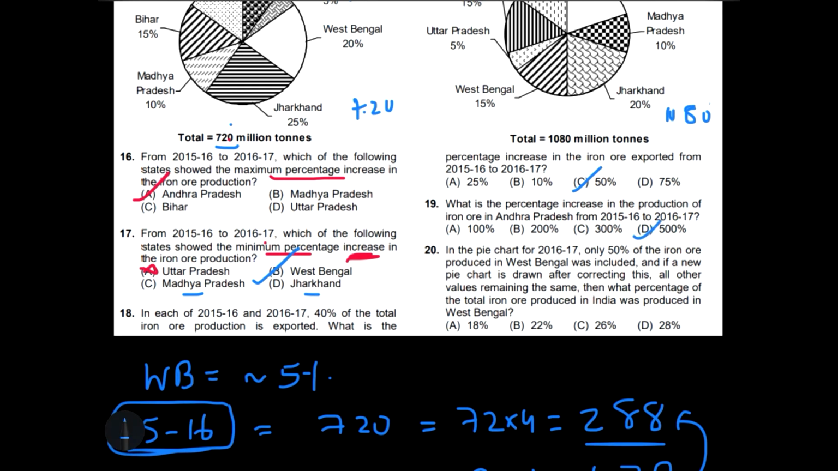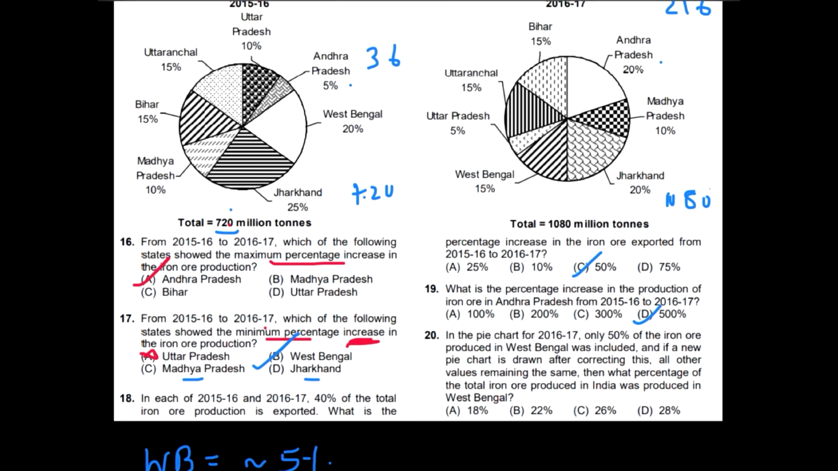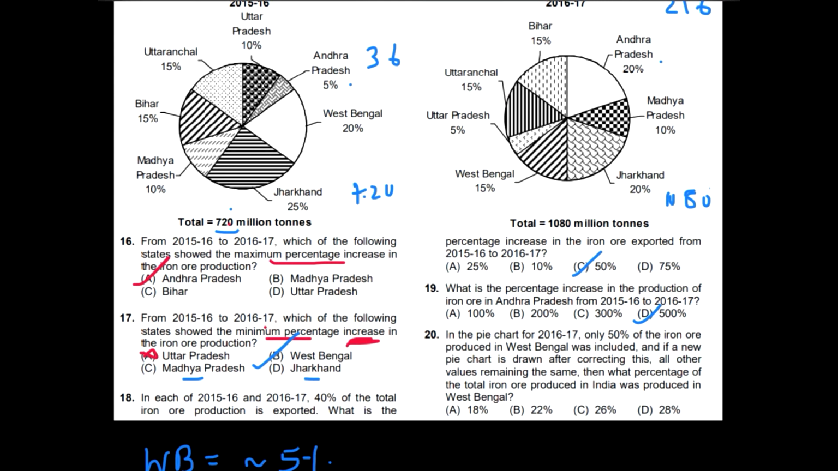That was easy, wasn't it? Now the last question for the day and then we'll wind up. Question number 20 says, in the pie chart of 16-17, only 50% of the iron ore produced in West Bengal was included. Now, this is again where you have to use a bit of brains along with your calculation skills.